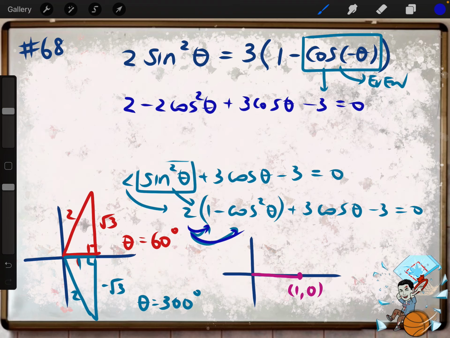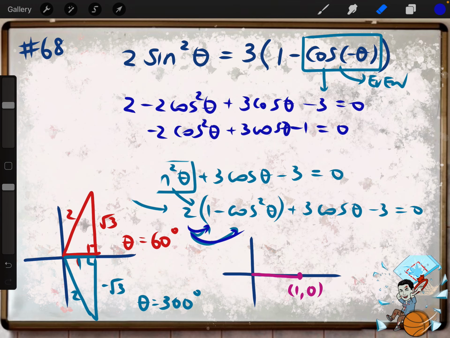Now let's just combine all the like terms. If you combine it, you know that 2 and -3, so 2 minus 3, that's going to give you a minus 1 in the end. And then it's going to be -2 cosine squared theta plus 3 cosine theta. Okay, writing is getting a little sloppy, so let me erase this.